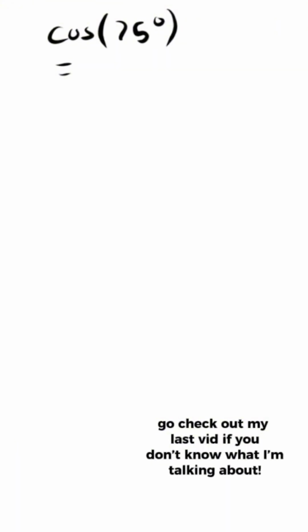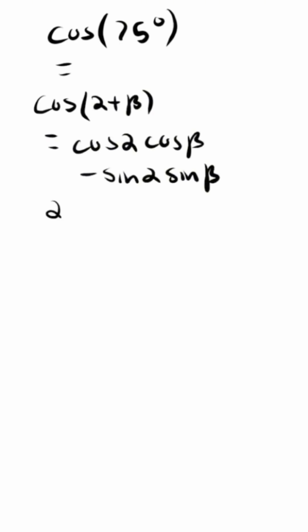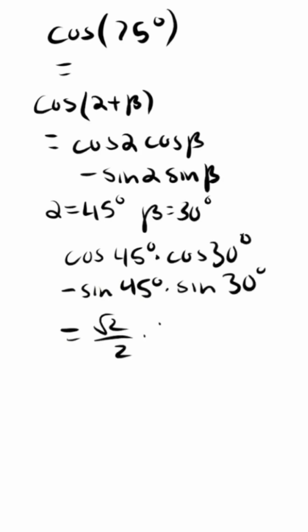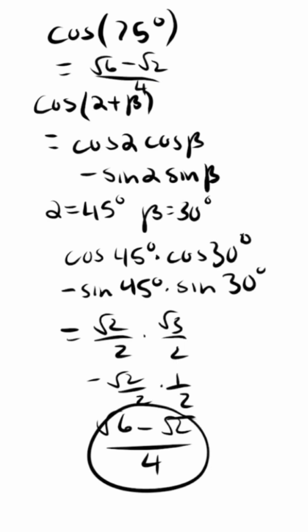Before we go into the very exciting double and half angle identities, we first need to go over what cosine 75 degrees equals. We can use a sum identity for cosine, which states that cosine alpha plus beta equals cosine alpha cosine beta minus sine alpha sine beta, and we can set alpha to 45 degrees and beta to 30 degrees. Plugging in the values, we get square root 2 divided by 2 times square root 3 divided by 2 minus square root 2 divided by 2 times half, which simplifies to square root 6 minus square root 2 divided by 4.